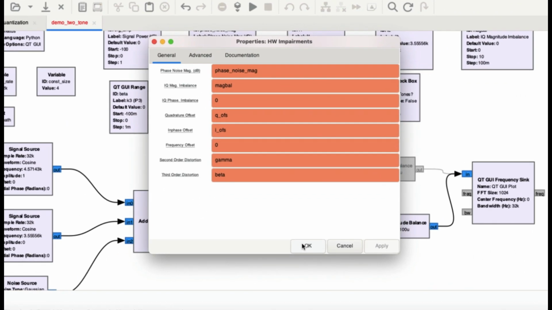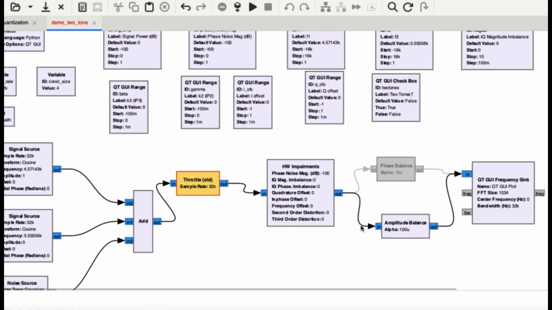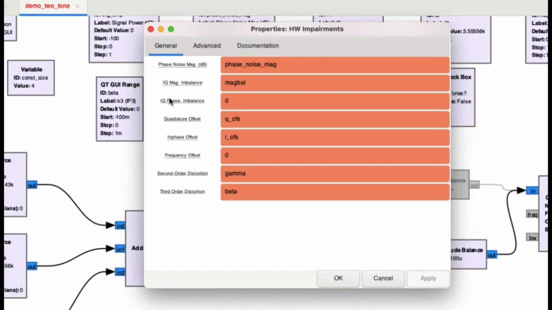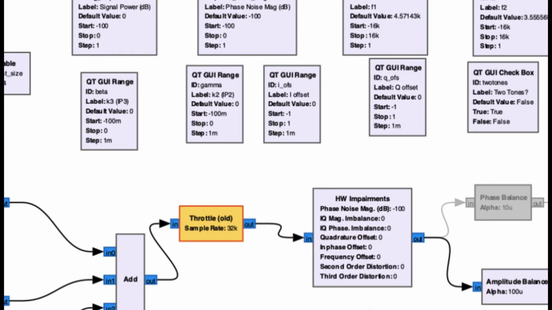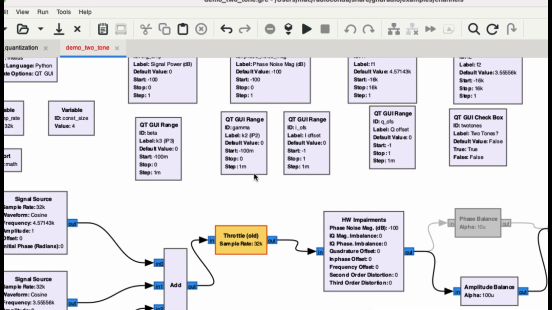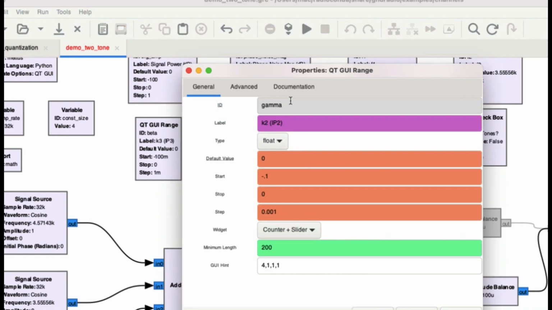Having that said, let's click OK. Then it's going into these hardware impairments, then into a block called amplitude imbalance, and then you also have phase balance, and then it's going into a frequency sync. Everything that you see that is underlined in GNU Radio can be controlled by a range slider block. That's why anything that is underlined, you can use a range slider block, so you can simultaneously change these values during runtime.